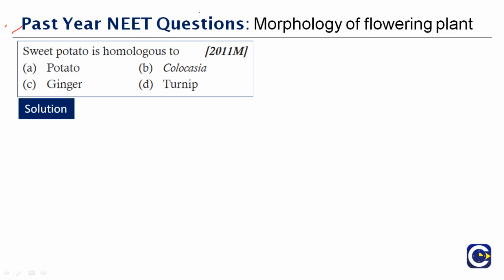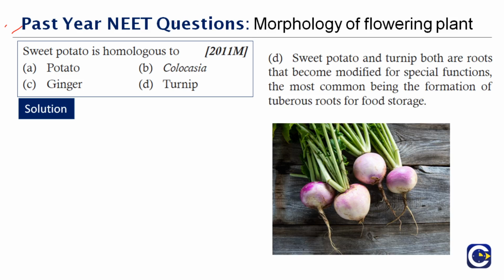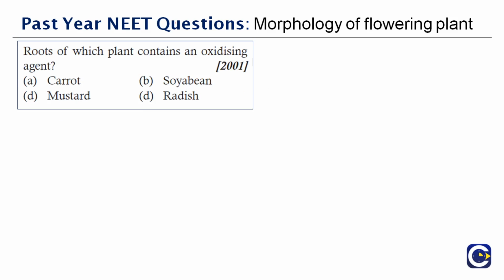Sweet potato and turnip both are roots that become modified for special functions, the most common being the formation of the tuberous root for food storage. So you have the turnip here on your right side. You must have seen your mom cooking turnips. Right, fine.